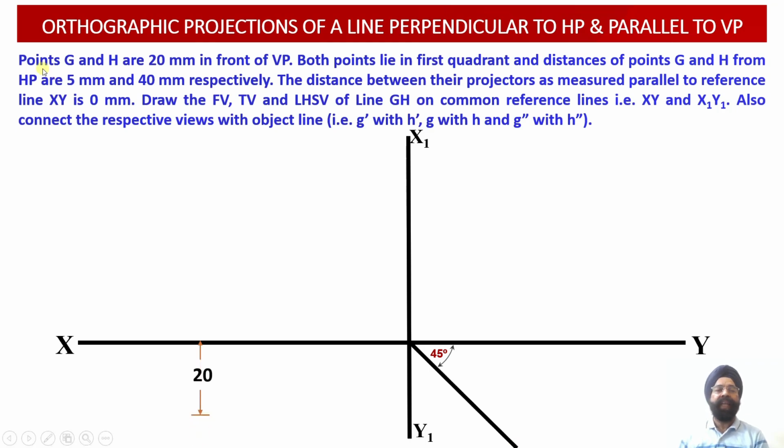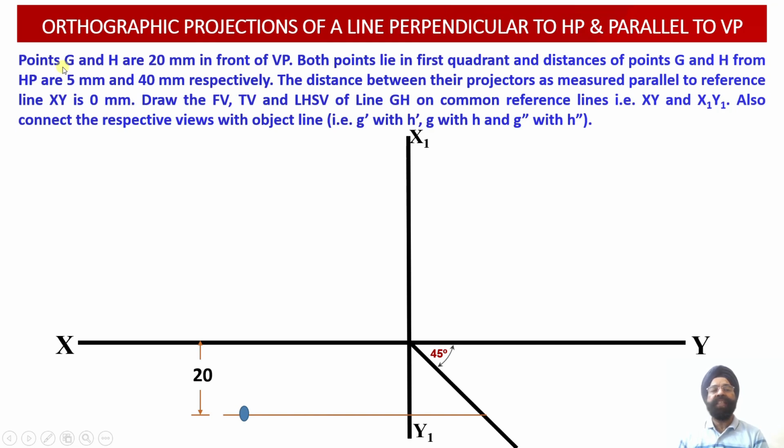So we know that the points G and H are lying 20 millimeter in front of the vertical plane. So the top views corresponding to the points G and H will be located on the horizontal construction line or the locus line over here, which is located 20 millimeter in front of the vertical plane, or below the XY reference line. Another piece of information we have is that the distance between the projections of the points G and H, measured parallel to the reference line XY, happens to be 0 millimeter.